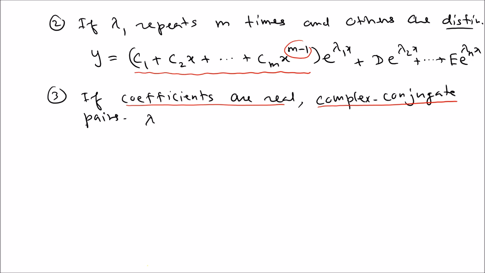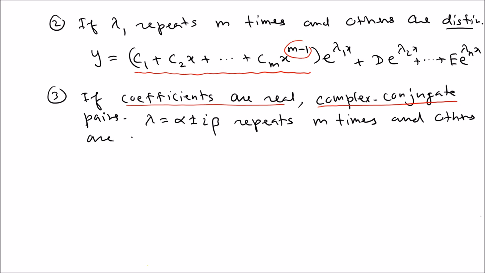So let's say lambda equal alpha plus or minus i beta, the whole thing, because you go with pairs, okay? Repeats m times. This thing can repeat m times and others are distinct. So in that case, what's going to happen? Y is simply C1 plus same thing, C2X, like that. So we have CmX^(m-1).